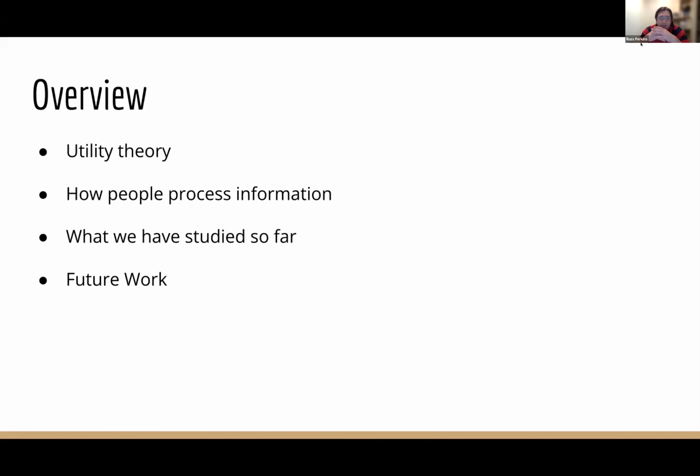So what I'm going to go over here is a little bit of utility theory. I'm sorry, I completely forgot the title. The title is Predicting Irrational Human Behavior, right? Because people tend to act irrationally. It's something everybody's familiar with. I'm just interested in how we can use that to maybe understand what a person is going to do. So, a little overview of utility theory. Then I'm going to go a little bit over how people process information, at least theoretically, and then what we've studied so far and some observations that we've made, and then a little bit into future work.